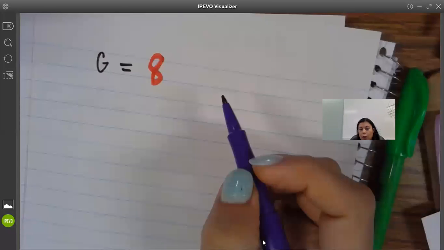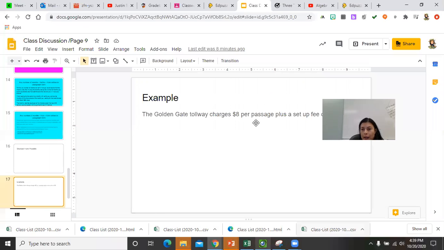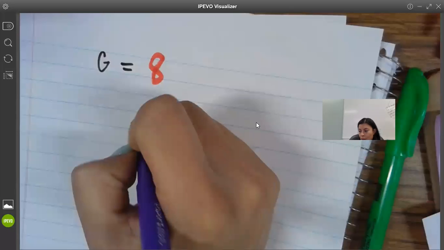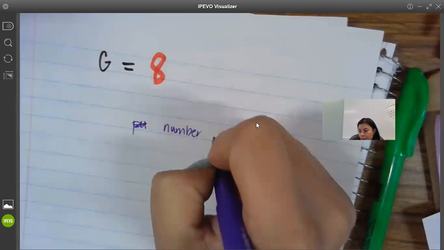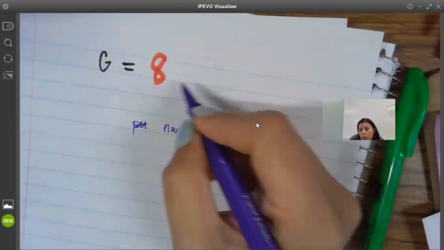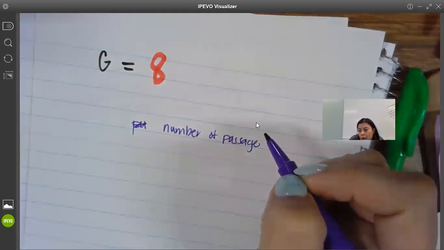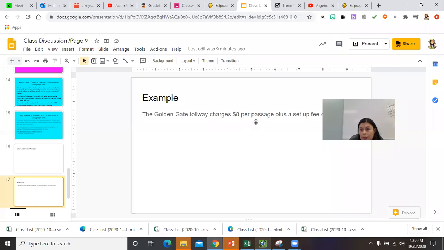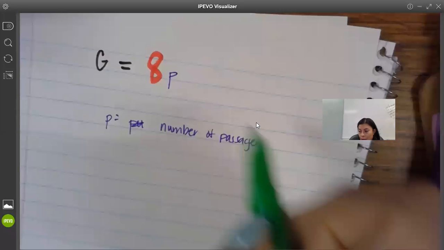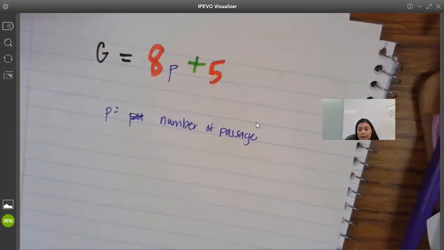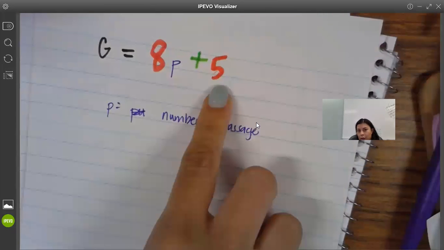What can I write for this section right here? Per passage. Just say number of passages. What can I use to represent that it's 8 being multiplied by the number of passages? You could use P. And then it says plus a setup fee, so I know to use plus $5. And 5 is just 5. I don't have to use something to represent the one-time fee or setup fee. I'm just adding $5 to that.